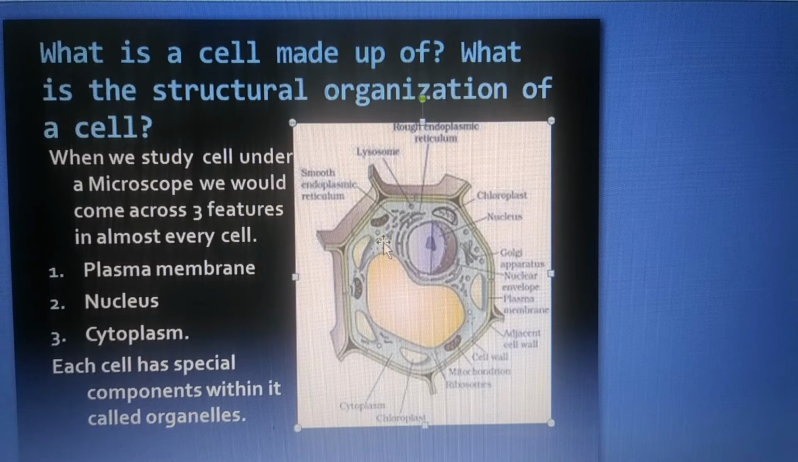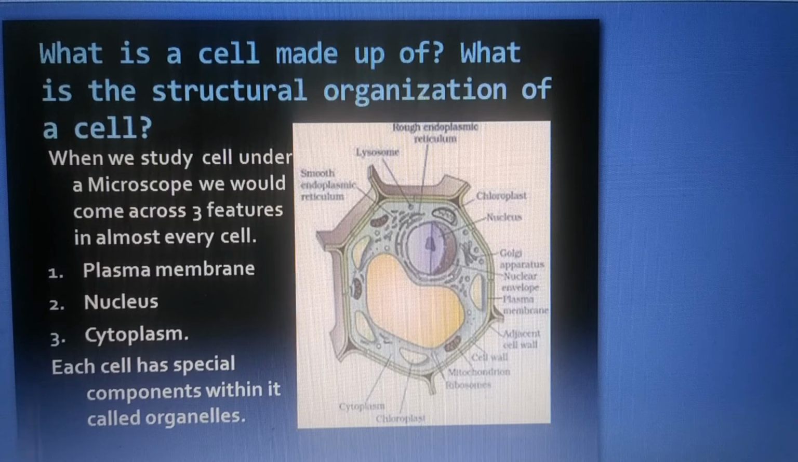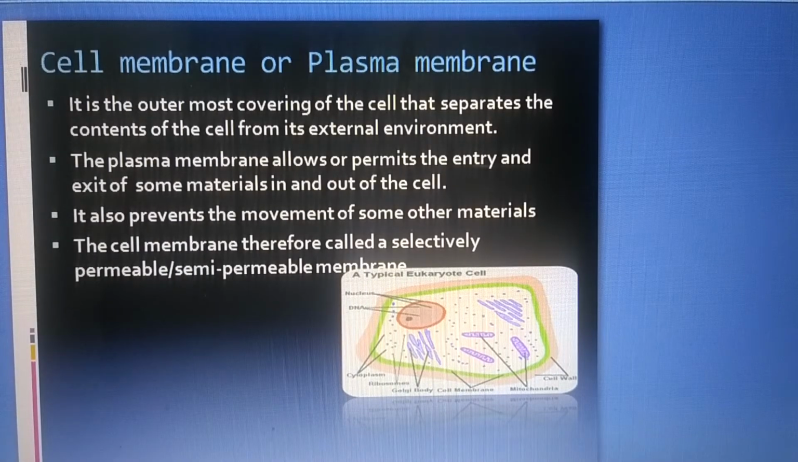Each cell also has some special components within it, and these are called organelles. So what are organelles? Organelles are the special components present within a cell. Now let us see the cell membrane or plasma membrane.